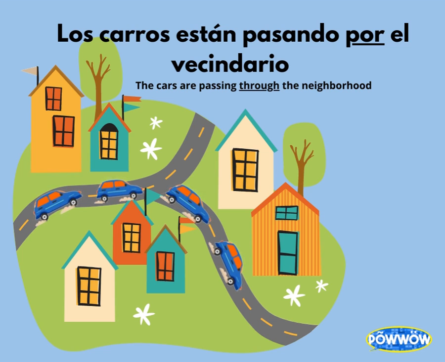We have los carros están pasando por el vecindario. The cars are passing through the neighborhood. So if you see here, this is the neighborhood, and then you have the cars, and they're just passing through the neighborhood, going up and down the roads. So that por can mean through in this case. It also meant by in the previous slide. But now here you see an example of where it means through, in the sense of the cars passing through the neighborhood.